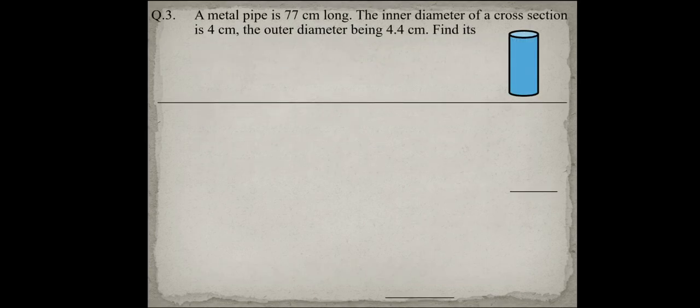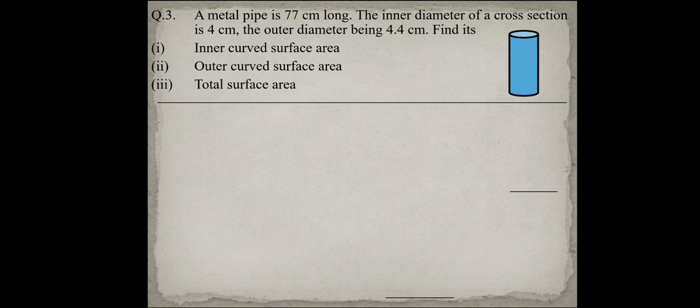In this question number third, a metal pipe is 77 centimeter long. The inner diameter of a cross section is 4 centimeter, the outer diameter being 4.4 centimeter. Find its inner curved surface area, outer curved surface area, and total surface area. A metal pipe is like your water pipe. As you see, there is a thickness around either 0.2 millimeter or 0.3 millimeter. It depends on the thickness of the pipe.